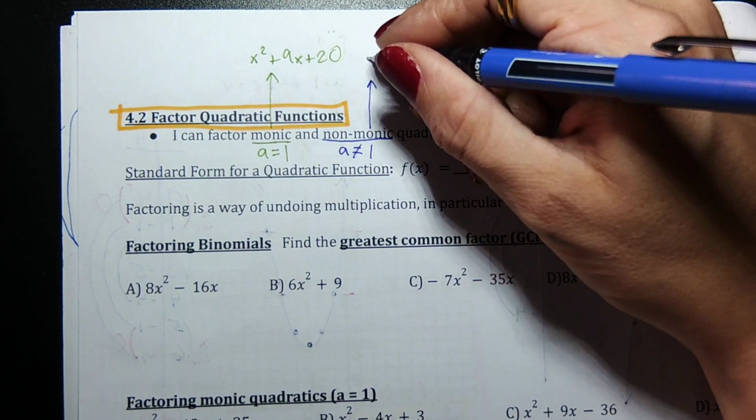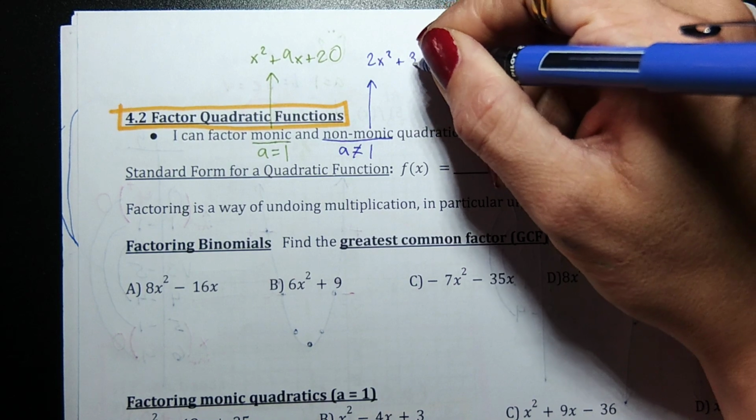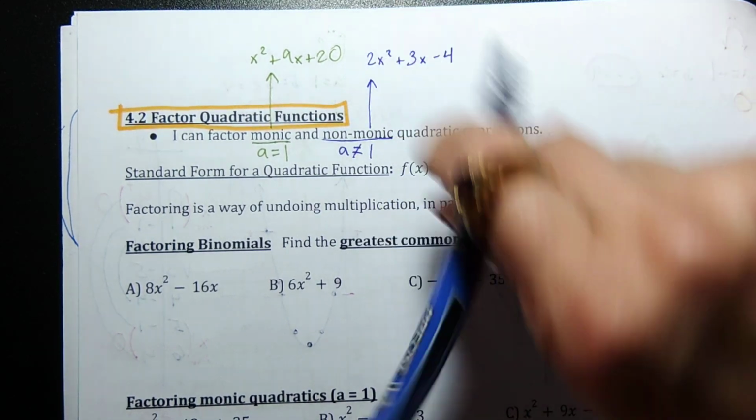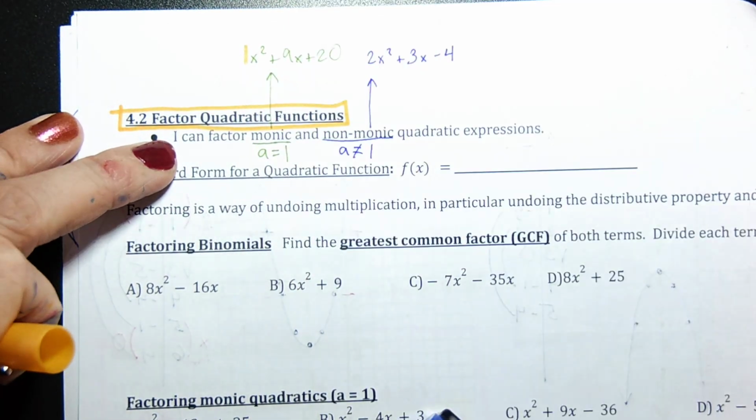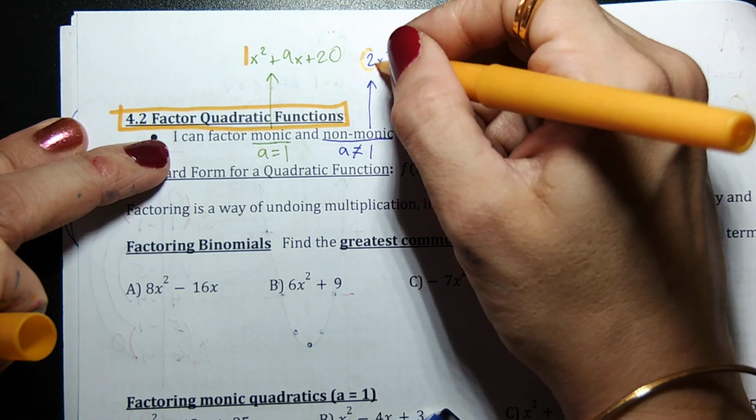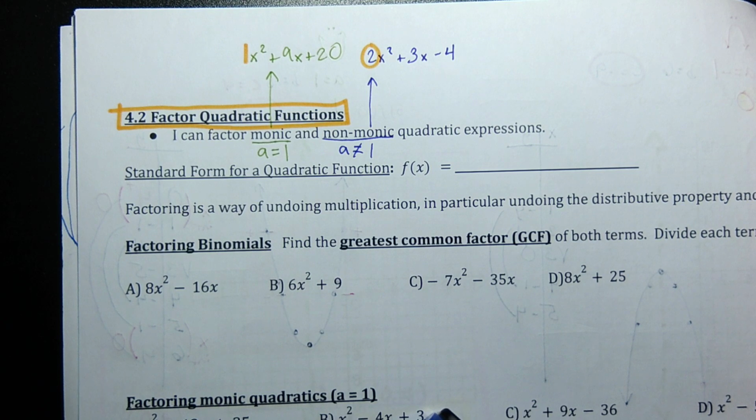A non-monic would be something like 2x squared plus 3x minus 4. So this has an a value of 1. This has an a value of something other than 1. The monics are much easier to factor.